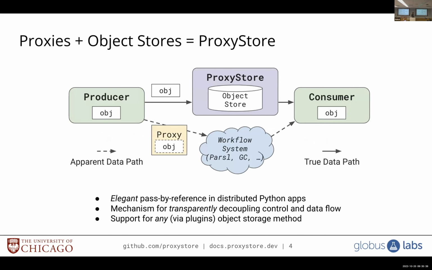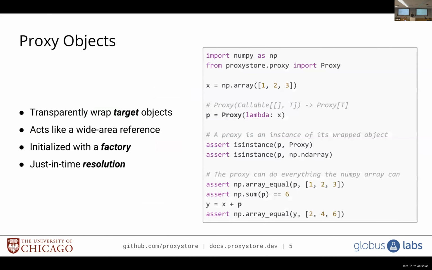ProxyStore gives you elegant pass by reference in distributed Python applications. It gives your program the illusion that data is flowing through one path, while we actually do the heavy lifting of data communication via some more optimal method. This gives us a mechanism for transparently decoupling the control flow from the data flow in our application. And we support a whole bunch of different kinds of object storage and communication methods, which I'll talk about in a moment. So what's a proxy object?